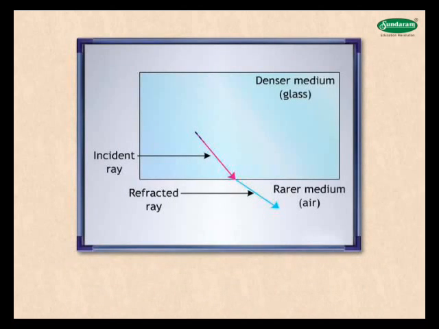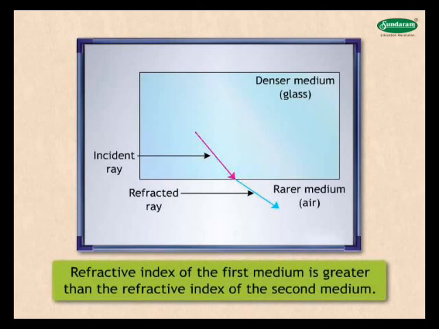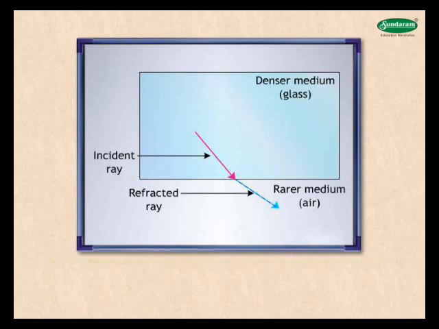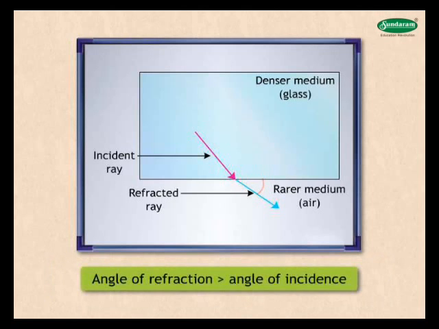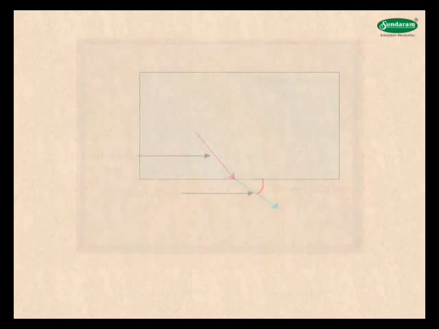When a ray of light moves from an optically denser medium to an optically rarer medium, the ray bends away from the normal. Here, the refractive index of the first medium is greater than the refractive index of the second medium. The greater the value of refractive index, the lesser the bending of the ray away from the normal. The angle of refraction is greater than the angle of incidence.